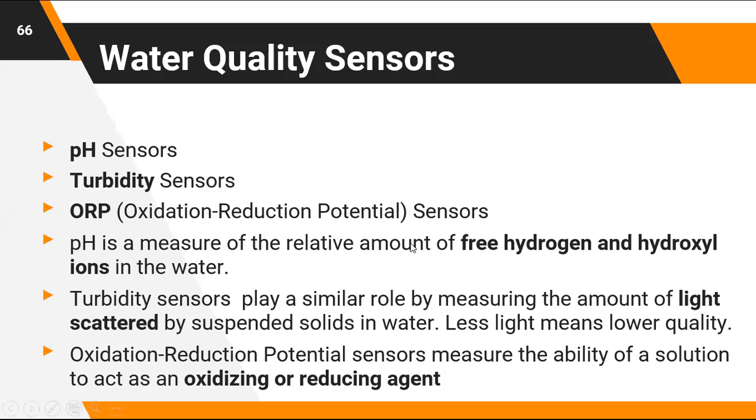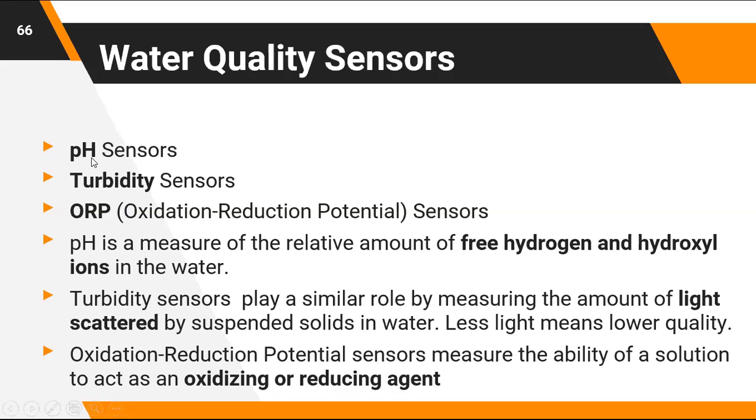The next level of sensor is for identifying the quality inside the water. So for the quality inside, we'll be going for the pH sensor. You should know what pH is. There are three kinds of sensor we'll be using here to identify the quality of water. First one is the pH sensor. Second one is the turbidity sensor. Third one is the ORP sensor. ORP stands for oxidation reduction potential sensor.